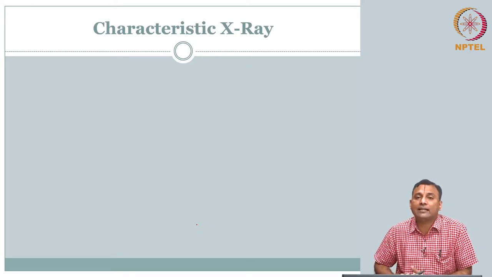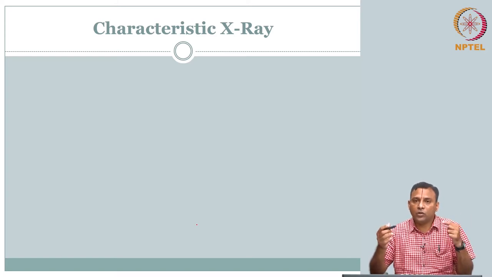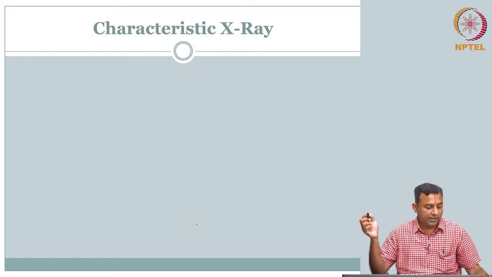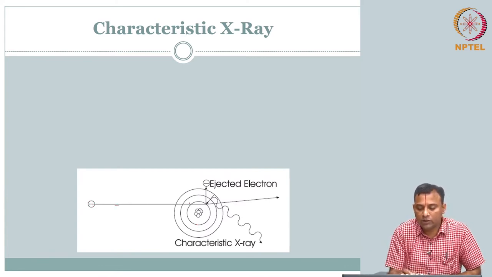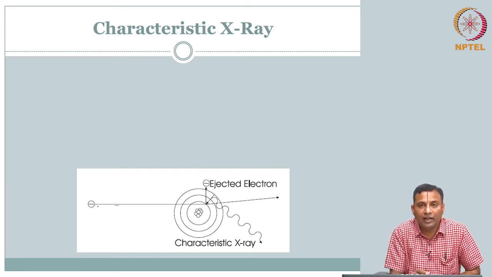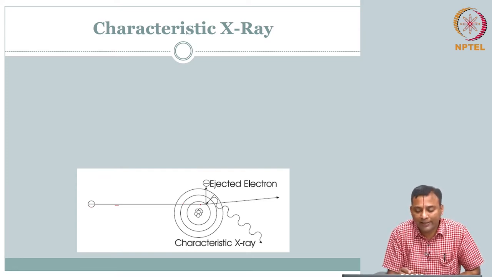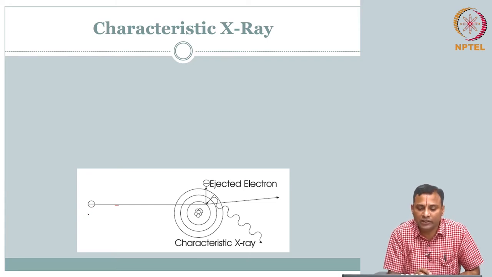First is the characteristic X-ray. What do we mean by characteristic X-ray? Remember, the electron goes and knocks out a K-shell electron. The electron has energy, but does it have enough energy? What is that enough energy here? Recall our binding energy concept. It has to have energy that is greater than the binding energy of the K-shell electron of this atom. If it has energy greater than the binding energy, then it will release this electron.